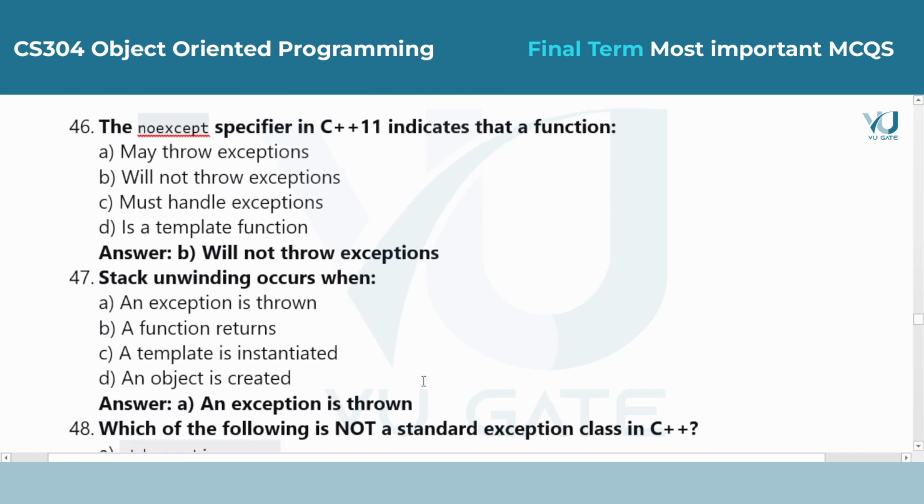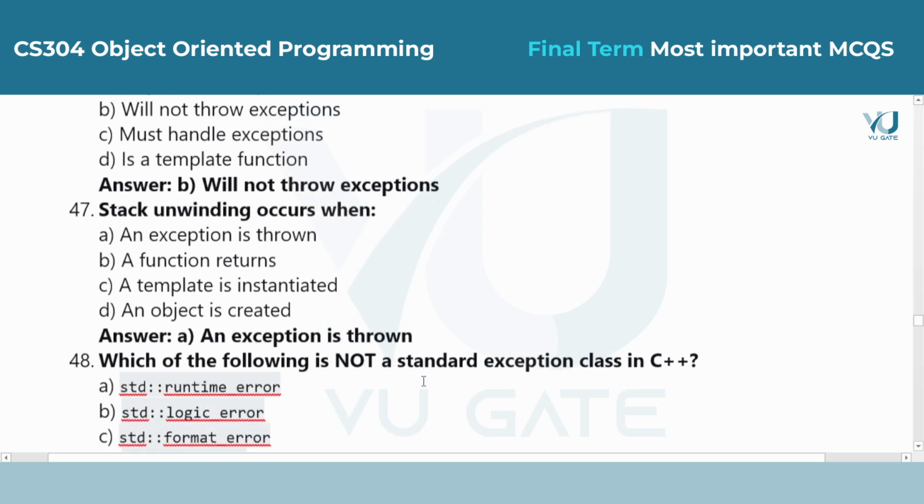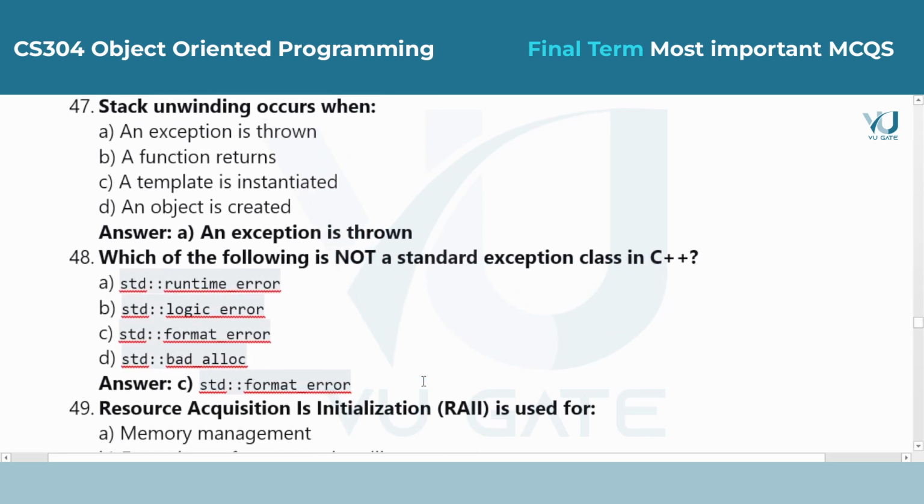Topic: Exception handling and advanced concepts. Q46. The noexcept specifier in C++11 indicates that a function. Answer: B. Will not throw exceptions. Explanation. This tells the compiler that the function is guaranteed to be exception-free, which allows for better code optimization. Q47. Stack unwinding occurs when. Answer: A. An exception is thrown.